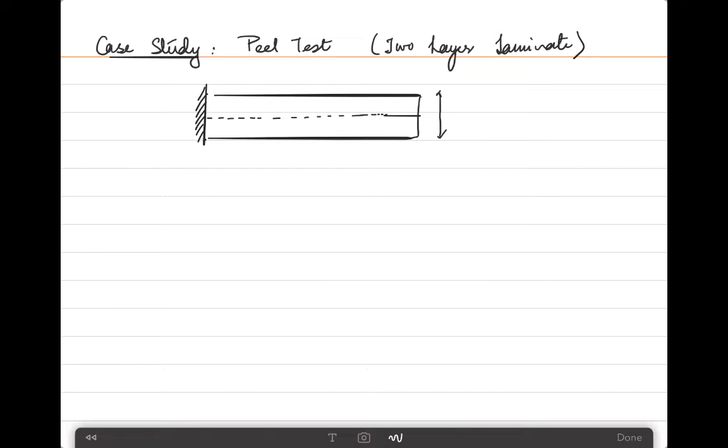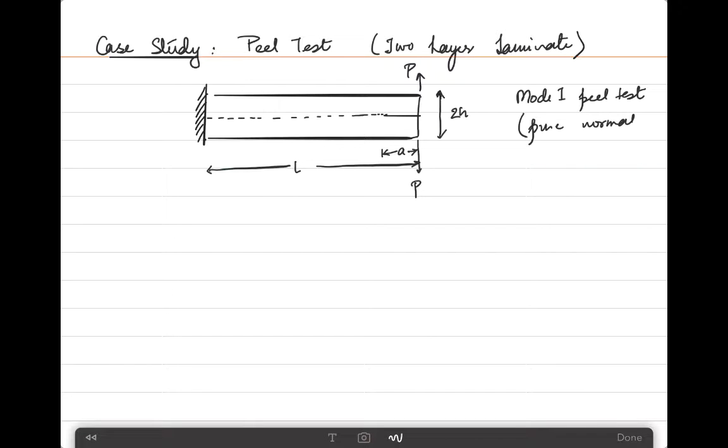Let's say the thickness of each ply is h, so the thickness of this sample is 2h. You have a certain length given as L, and the initial crack length is given as A. The reason why I write these terms over here is that these are the standard terms generally used in the formulation of cohesive zone models. Now for the peel test, we need to apply two forces, upwards and downwards, so as to create the peeling condition. This is specifically a mode 1 peel test where you have pure normal loading.